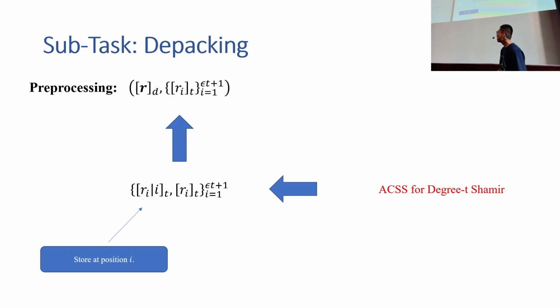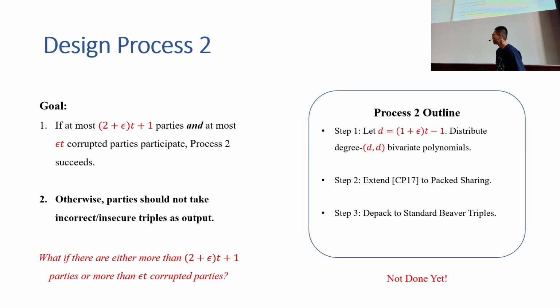Okay, but we're not done yet because we just mentioned that it is possible that the success requirement is not met, and we are not able to verify whether this is the case or not. So we want to make sure that even if the success requirement is not met, parties should not accept an incorrect or insecure triple. But they can choose to abort in this case, because in this case, we can expect that the first process will succeed.